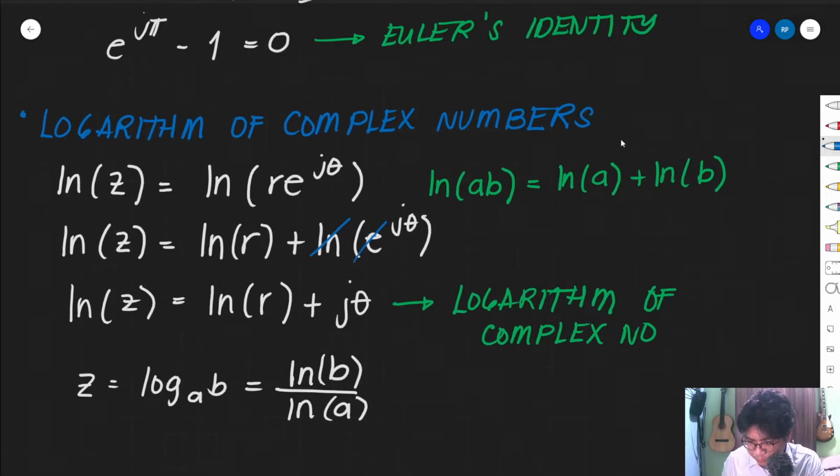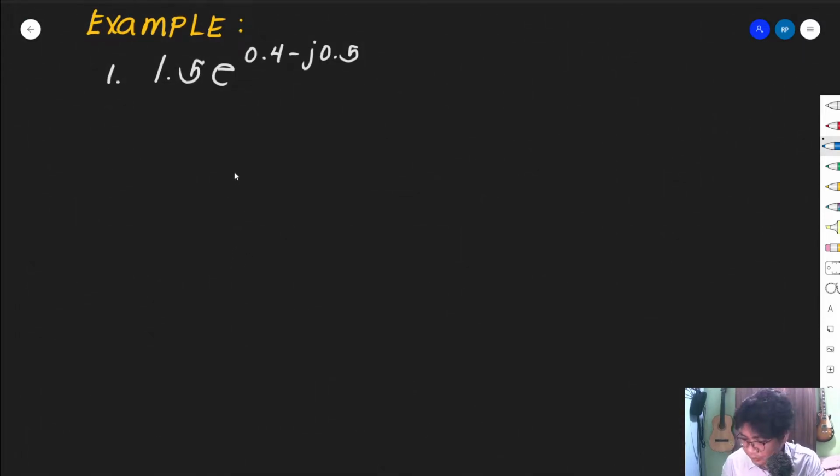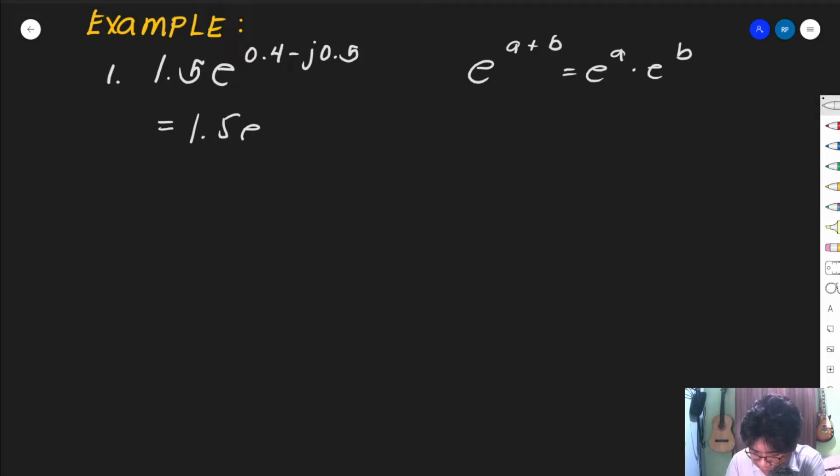Okay, so game example tayo. We have here our example, no? So game, we have 1.5 times e raised to 0.4 minus j 0.5. Okay, so game, apply na, i-solve natin to, i-simplify natin to, evaluate natin to. So we have here 1.5, di ba? Tapos ito, yung e raised to 0.4 minus j 0.5, actually, parang e raised to a plus b, no? So, nasa ganitong form siya. And alam natin, this is equivalent to e raised to a times e raised to b. So, apply natin yun. E raised to 0.4 times e raised to negative j 0.5.